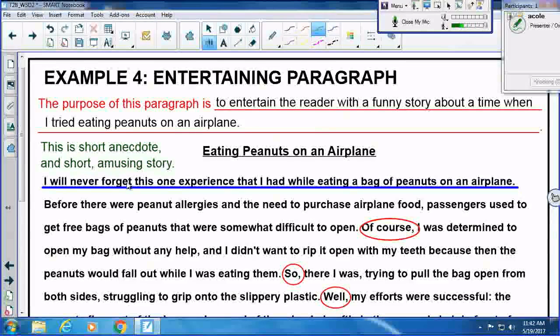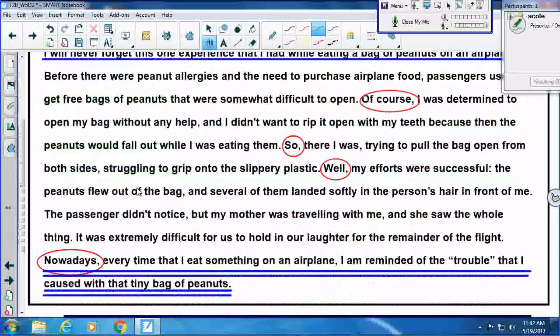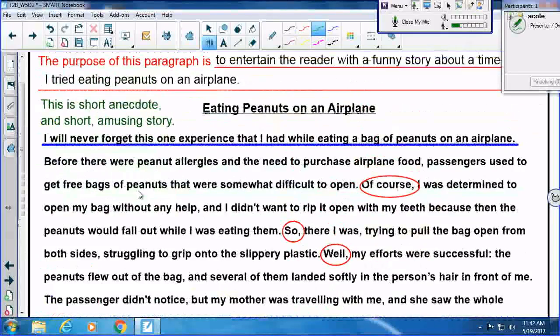I'll just read it out here. I'm excited to share it. This really happened. All right, here we go. I will never forget this one experience that I had while eating a bag of peanuts on an airplane. Before there were peanut allergies and the need to purchase airplane food, passengers used to get free bags of peanuts that were somewhat difficult to open.